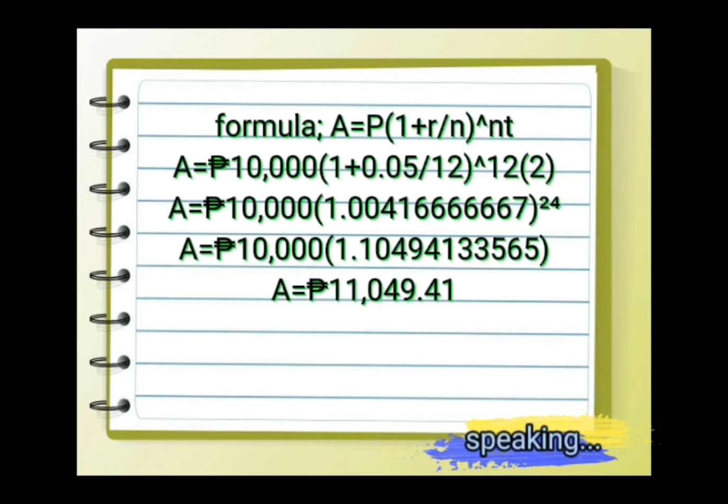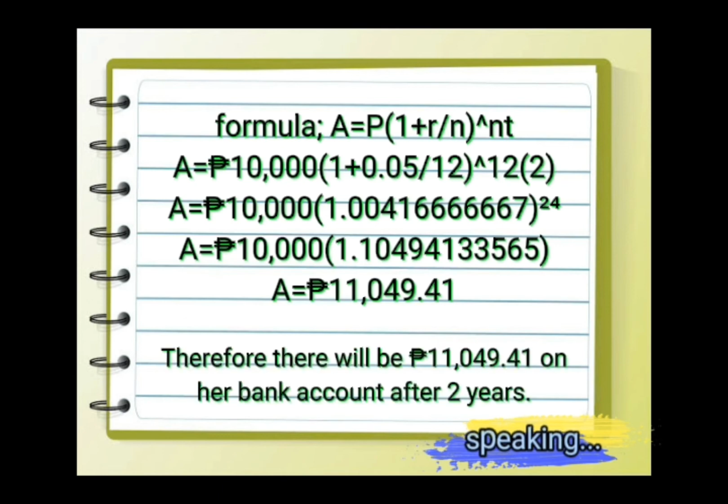Then compute that number raised to 24. And we have 1.104941335565. A equals 10,000 times 1.104941335565, and the final answer is A equals 11,049.41 pesos. Therefore, there will be 11,049.41 pesos in her bank account after 2 years.